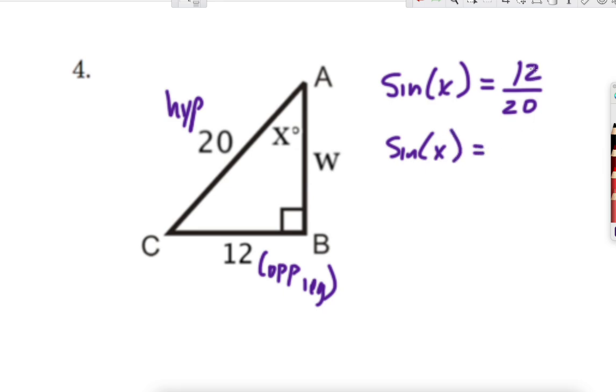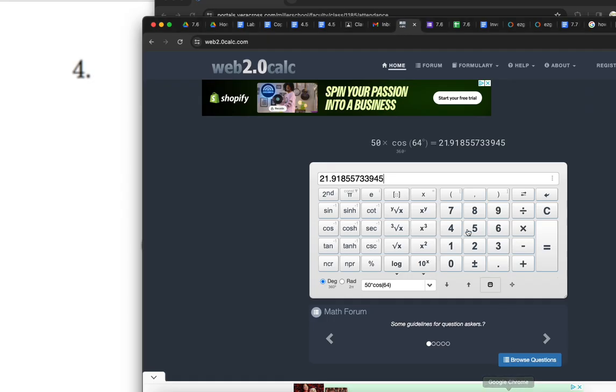So we can simplify this. 4 comes out of top and bottom. So 4 out of 12 is 3. 4 out of 20 is 5. And now, how do I get x by itself here? How do we get rid of the sine that's wrapping around this x? And so what we need to do is we need to take the inverse sine of 3/5. So we want to see what angle goes with the ratio of 3/5.